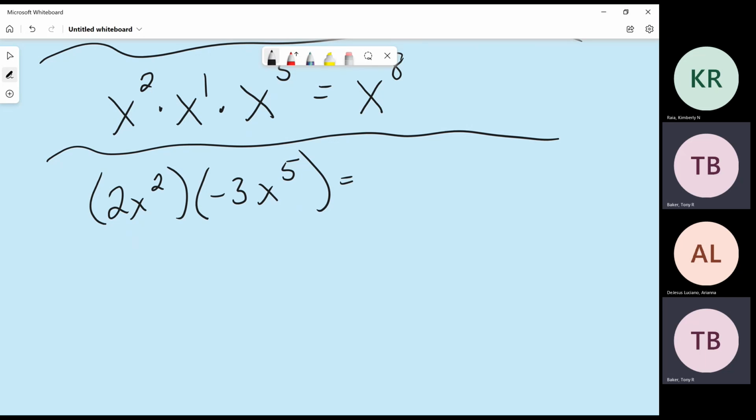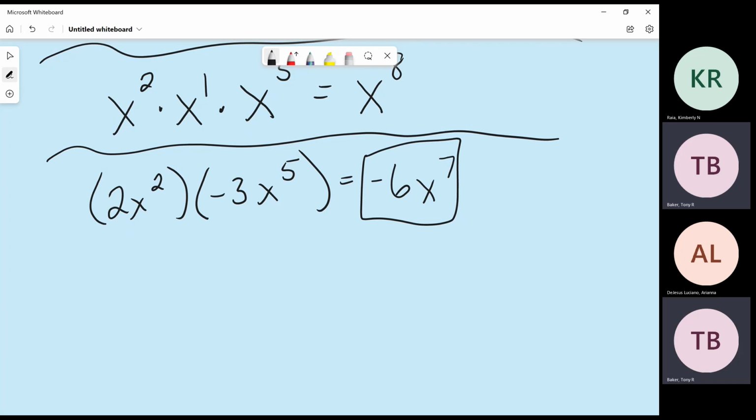So the first thing we're going to want to do is we want to put things that are the same together. So I always look at my numbers first. So what's 2 times -3? -6. So do the numbers first. All right. And now let's do our letters. So now I have x's. So what's x squared times x to the 5th? When I'm multiplying variables, I add the exponents. Said that backwards. So that's my answer. -6x to the 7th.